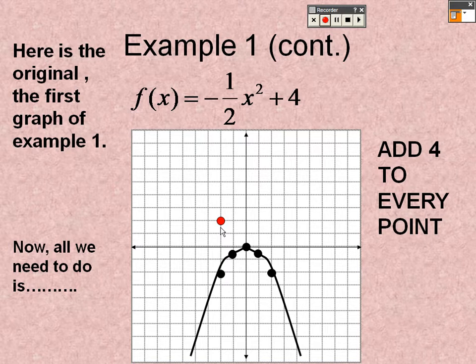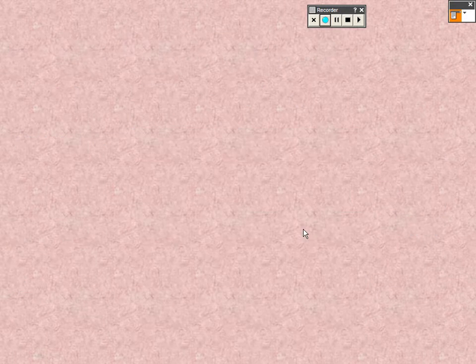So took this point, moved it up 4. Take this point, move it up 4. Take this point, move it up 4. Take this point, move it up 4. And take this point, move it up 4. And there's your graph of -1/2 x squared plus 4. It's just kind of a review of your transitions.